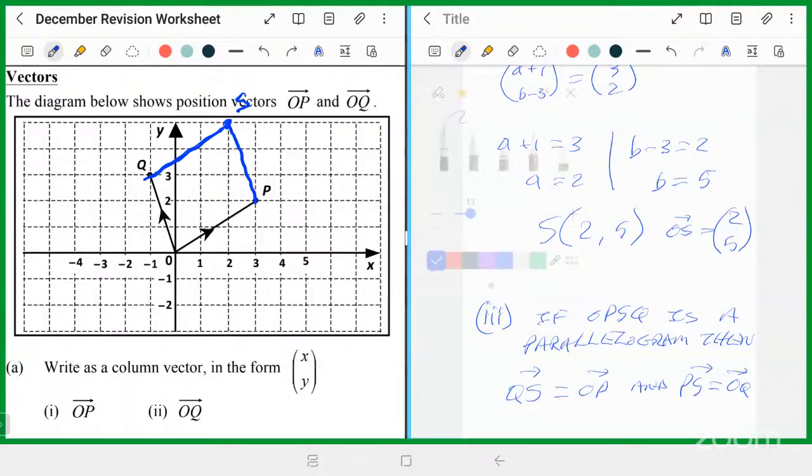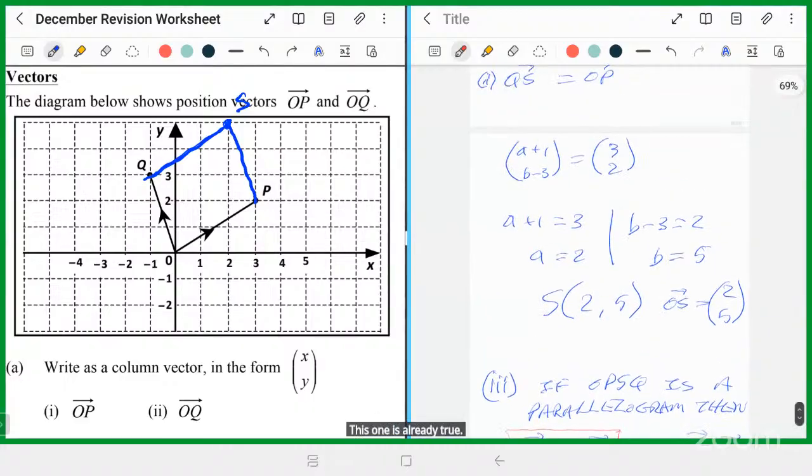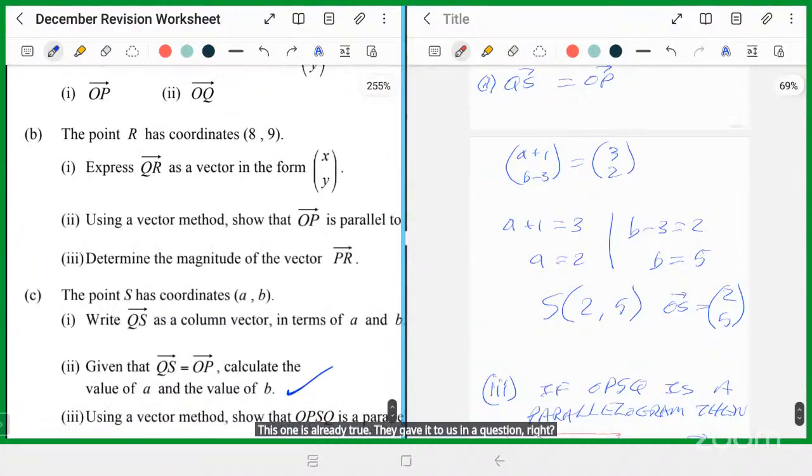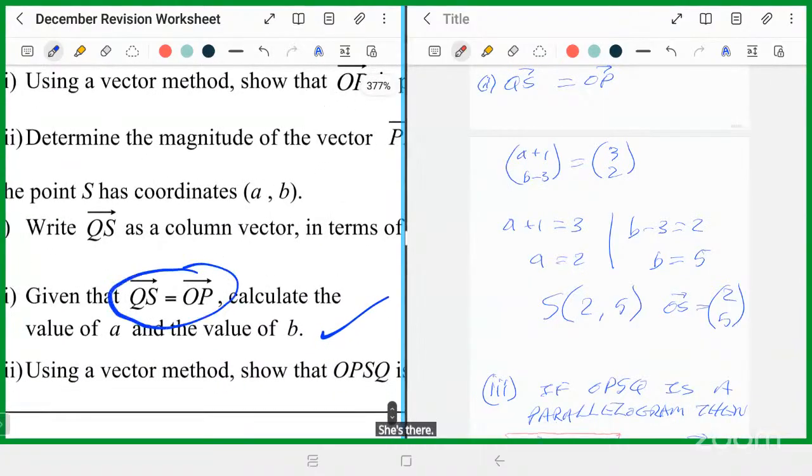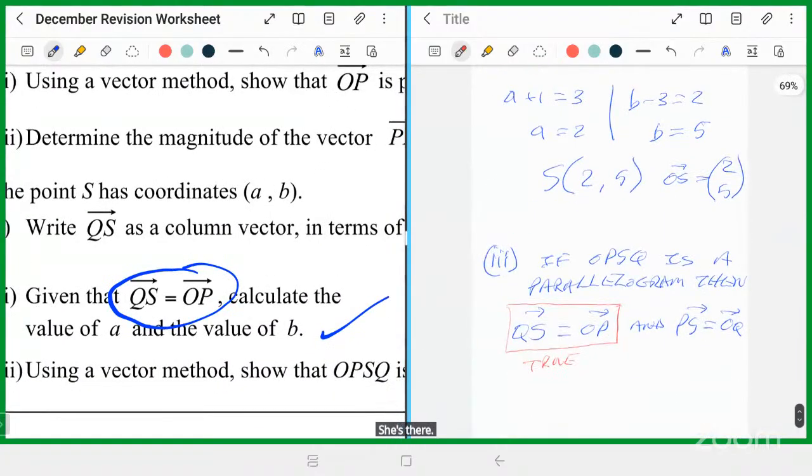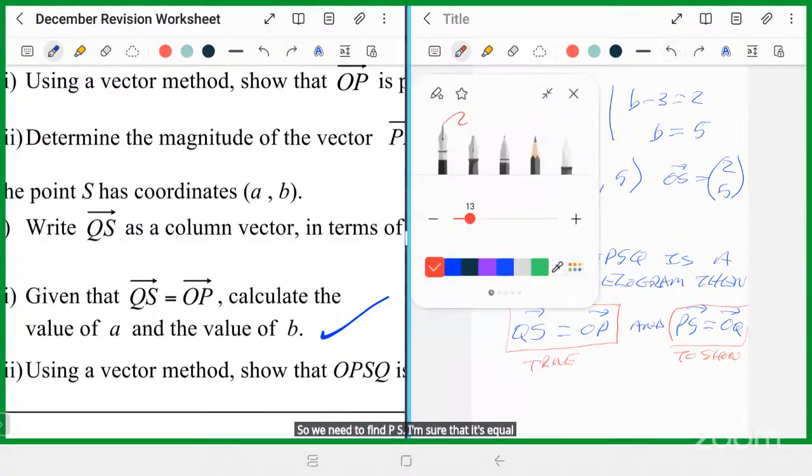Now this one we already have. This one is already true because they gave it to us in the question, right here, see there. QS is equal to OP. They told us that. Now we need to show this. So we need to find PS and show that it's equal to OQ.